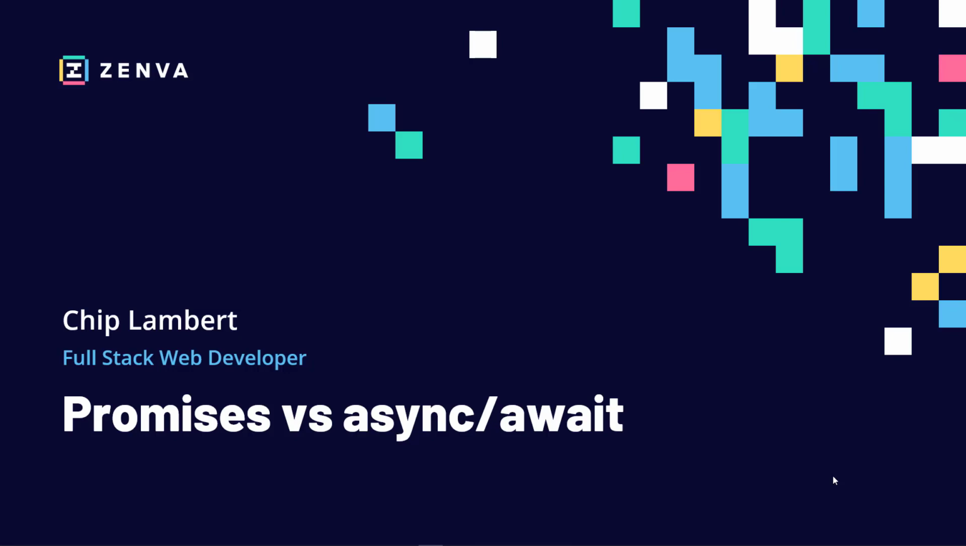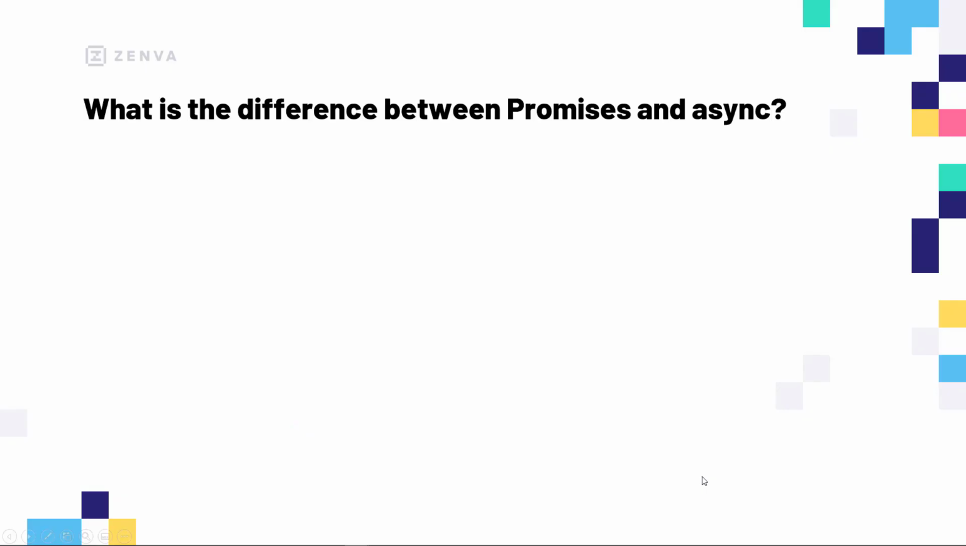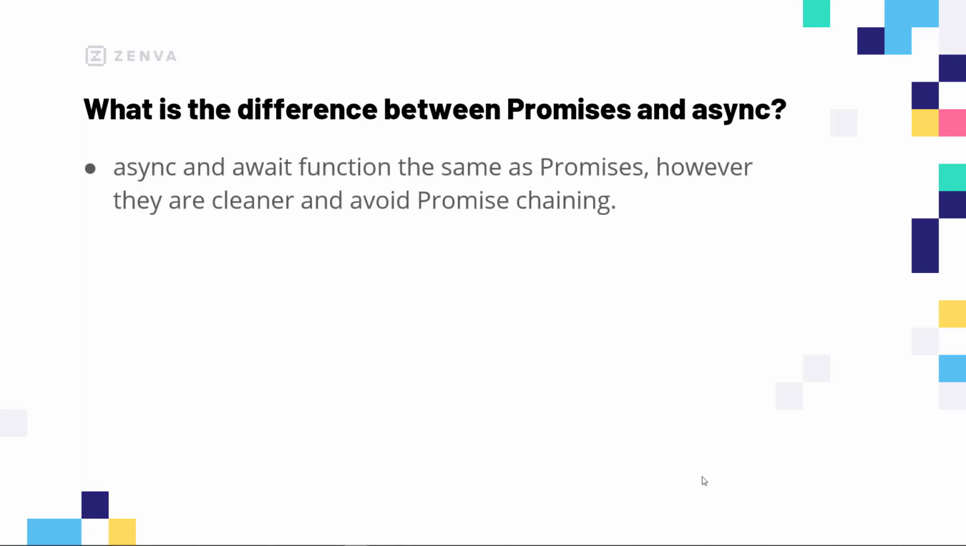In this video, we're going to be comparing the two asynchronous options that we've looked at so far in JavaScript, promises versus async and await. So what are the differences between the two? Technically, an async and await function is the same thing as a promise. It's just done a lot cleaner.